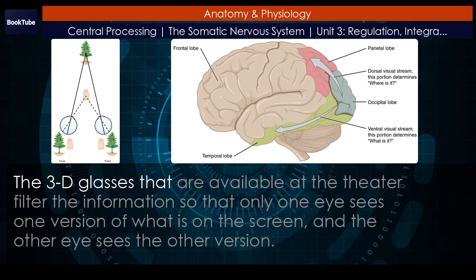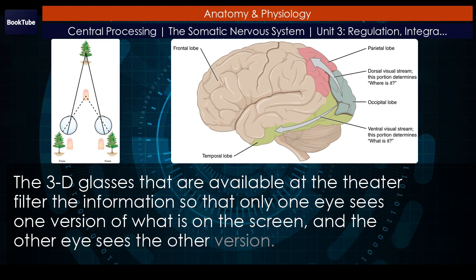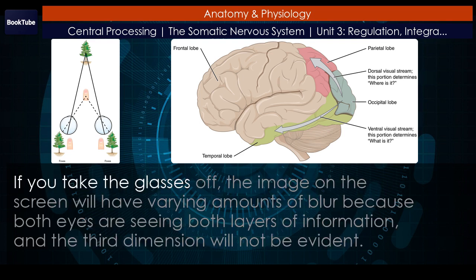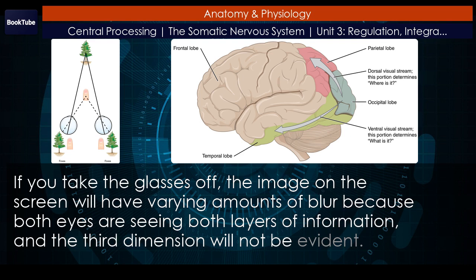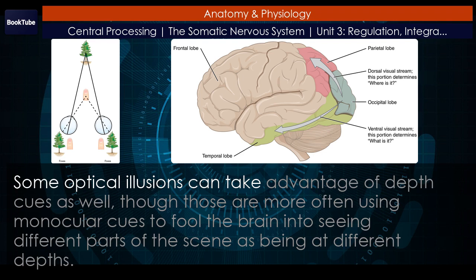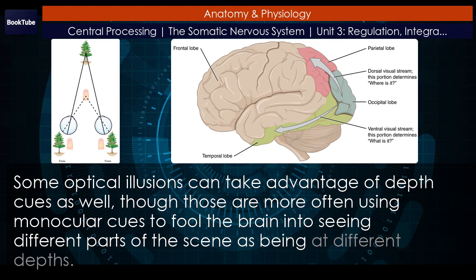The 3D glasses that are available at the theater filter the information so that only one eye sees one version of what is on the screen, and the other eye sees the other version. If you take the glasses off, the image on the screen will have varying amounts of blur because both eyes are seeing both layers of information, and the third dimension will not be evident. Some optical illusions can take advantage of depth cues as well, though those are more often using monocular cues to fool the brain into seeing different parts of the scene as being at different depths.